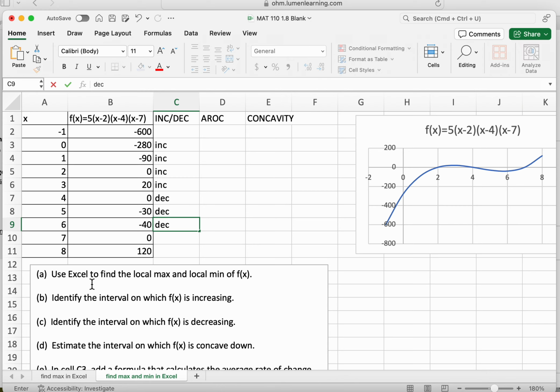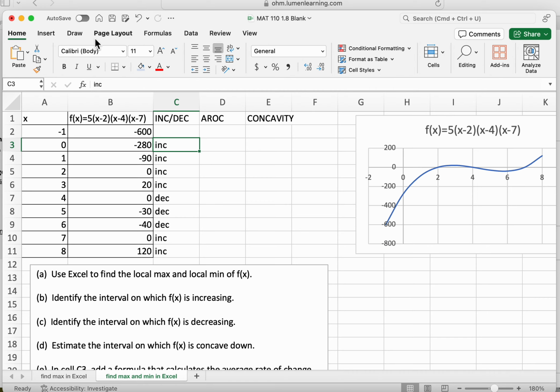It's decreasing. When my x value goes from 6 to 7, I go from -40 to 0. Now it's increasing, right? I had to add 40 to get to 0. And then lastly, when my x value is 7 to 8, my f of x value, or my function value, goes from 0 to 120. It's increasing. So I can use this table of outputs to say, as x increases, what happened to y? Did it increase or decrease?